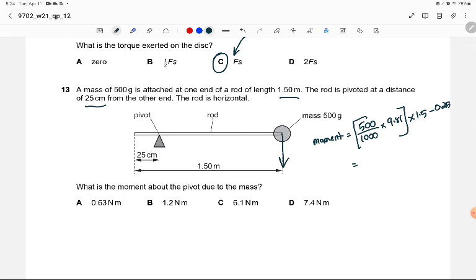So 500, please wait. Look, it is giving the correct answer, absolutely correct. 6.155 Newton meter. So C should be the right answer.